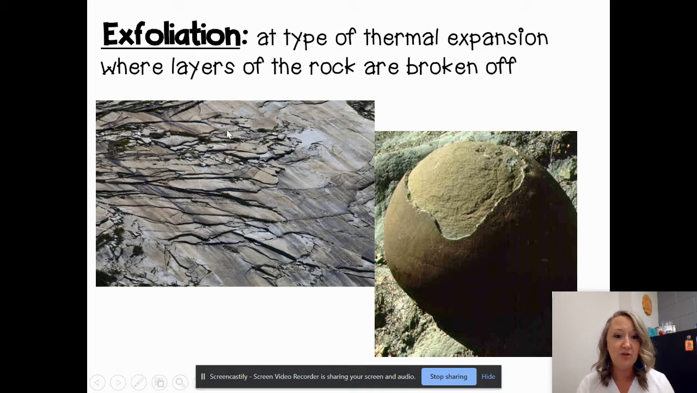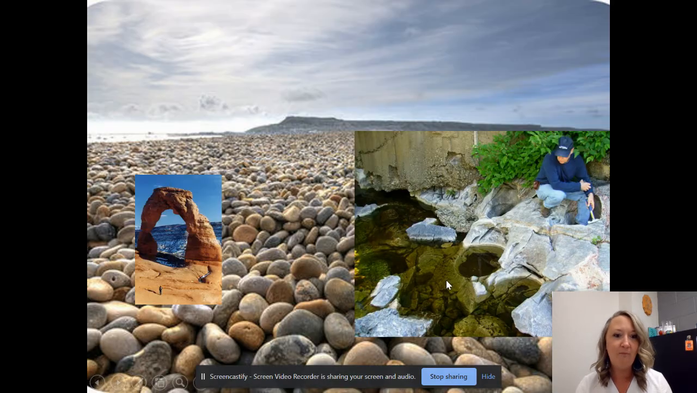And so you can see the picture on the left and the picture on the right. We've got these layers in the picture on the left that are kind of shedding like skin. And then this one, we've got kind of what looks like a harder material on the outside, and then a softer type of rock on the inside. So you might see that weathering change how that rock looks over the next 100 or 200 years.